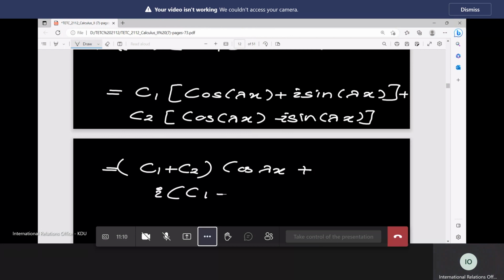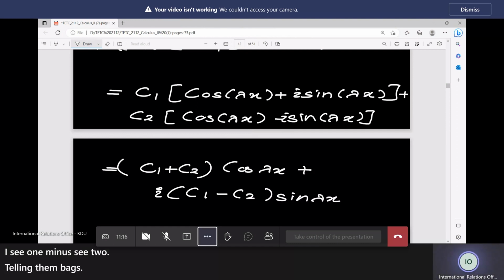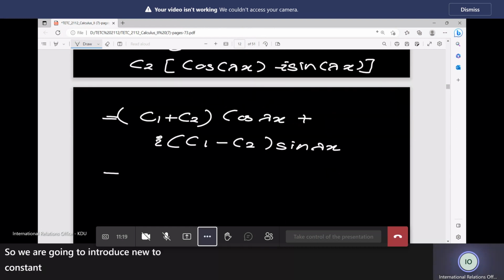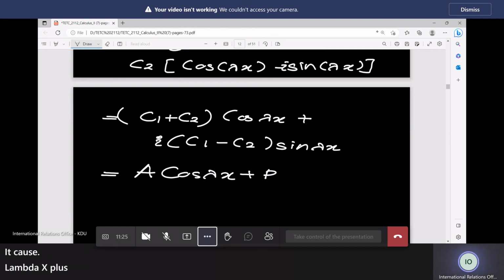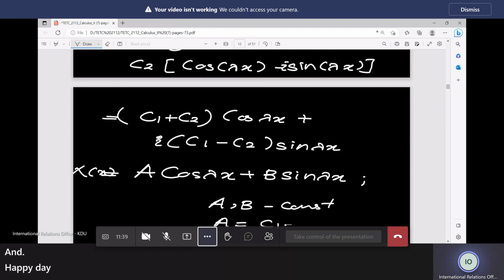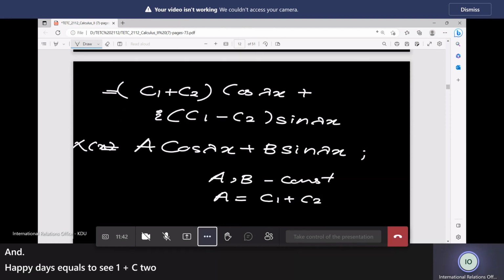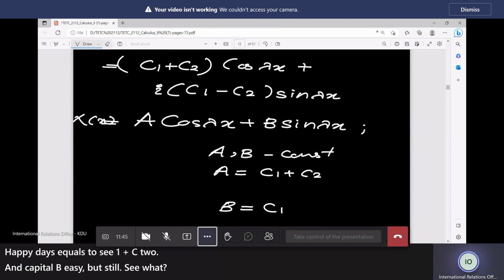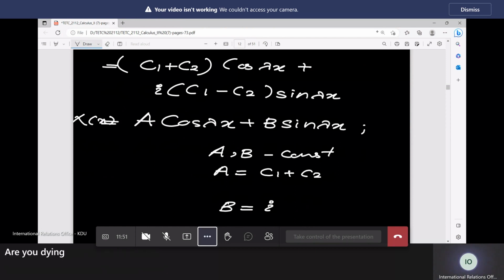I times C1 minus C2 sin lambda x. So we are going to introduce new two constants: A cos lambda x plus B sin lambda x as capital X of x. So here this capital A and B are constants and capital A is equals to C1 plus C2 and capital B is equals to I times C1 minus C2.